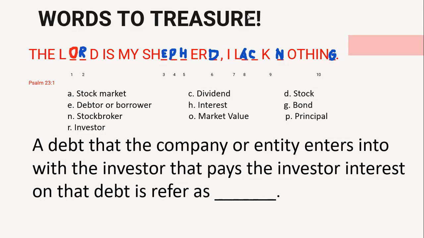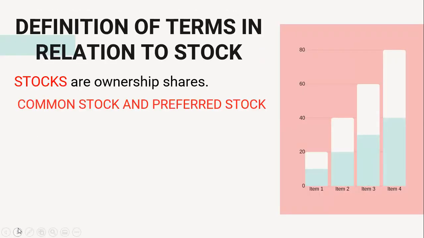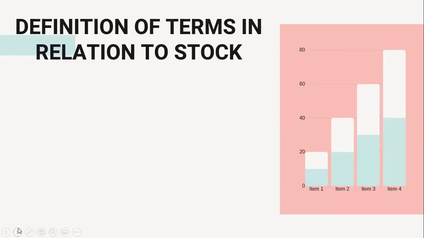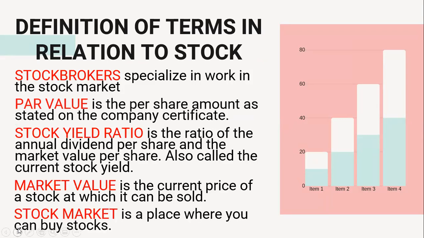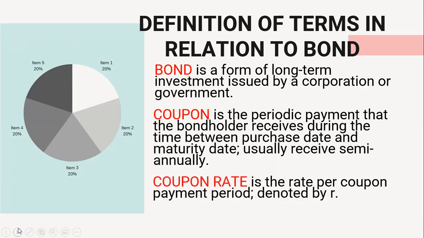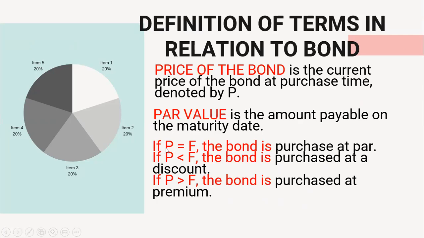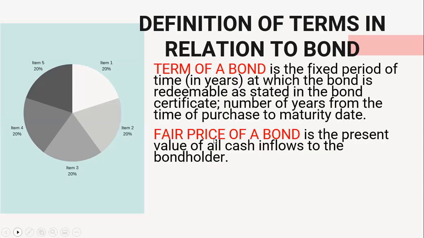So, yan po yung mga different words na may encounter ninyo for week 4. Hindi ko na iniisa-isa yung definition. So ito po yung mga words related to iba pang stakeholders: stockholders, dividend, dividend per share, yield ratio, and then the market value. Pagdating naman sa stock market, of course, sa bond, i-upload ko na module. Ito lang kailangan tandaan when it comes to bond: if the par value, purchase at par; pag purchase at a discount, less than; pag greater than, premium naman siya.